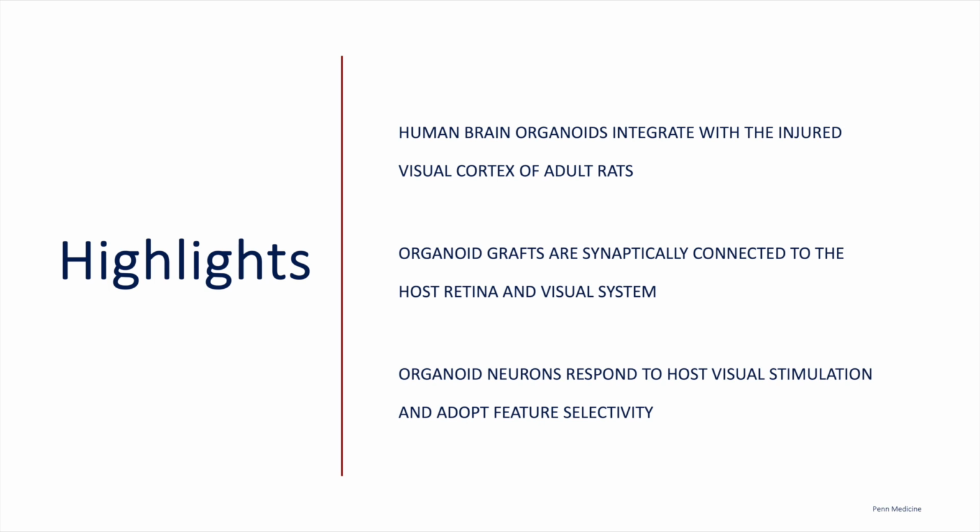Number 1, it shows that it's possible for brain organoids created from human cells to integrate with the adult rat brain, specifically in the injured visual cortex. Number 2, it demonstrates how organoids can structurally integrate with the host brain through synapses, specifically to the rat retina and visual system. And lastly, number 3, the paper demonstrates how neurons in the organoid can respond functionally to host visual stimulation and adopt feature selectivity as well.